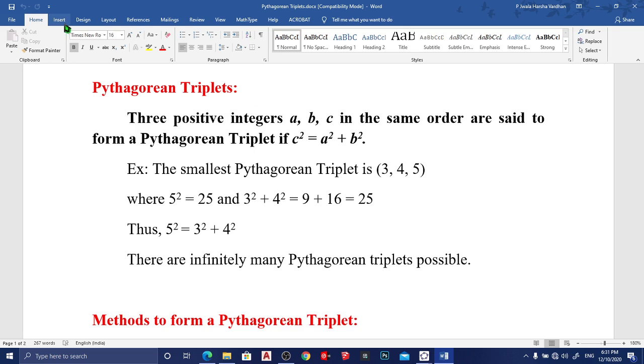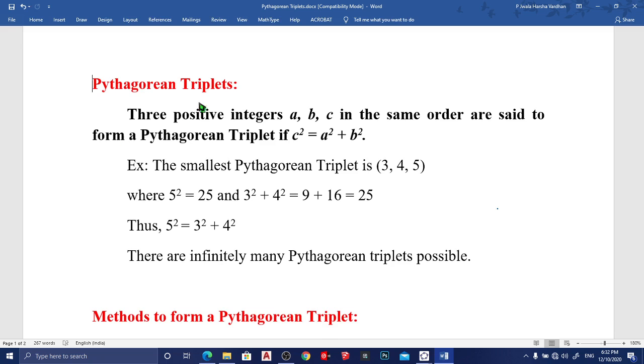In any right angle triangle, 3 sides will be there. Those 3 sides will follow this right angle triangle property, which is Pythagoras theorem. If the 3 sides follow the Pythagoras theorem, those 3 lengths are called the Pythagorean triplets.